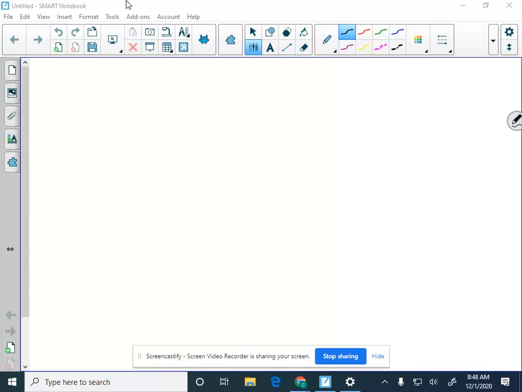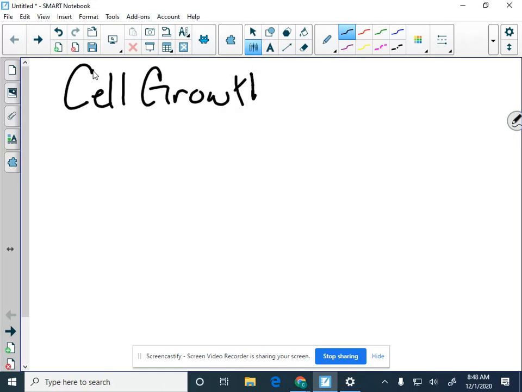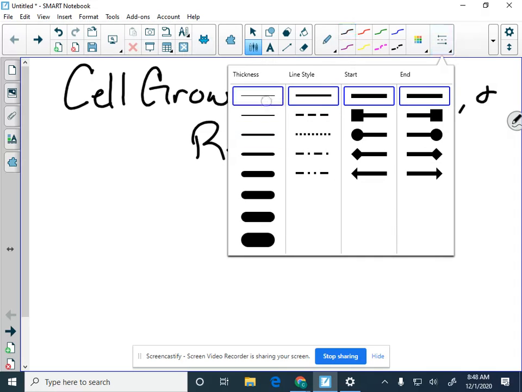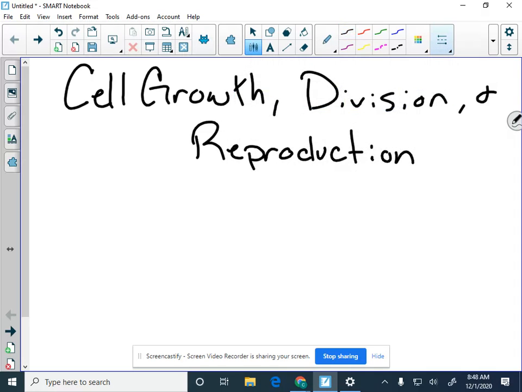Okay. So, cell growth, division, and reproduction. That is our goal for the day. We're going to hopefully, by the end of class, be able to talk about how cell size is limited, what limits cell size, why cells reproduce, and the different types of reproduction.